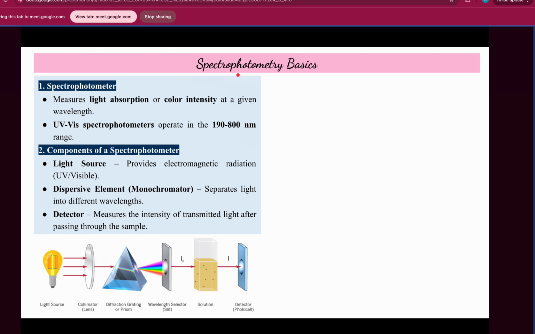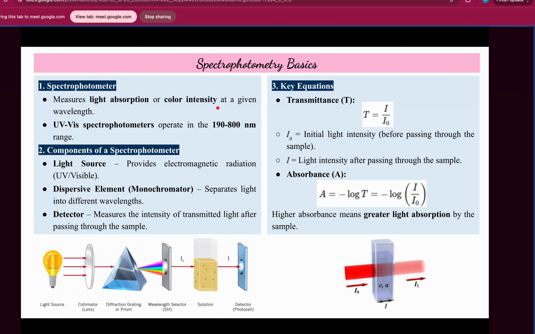Now, before reading about the UV spectroscopy, firstly we'll look into the basic concepts of spectrometry. So first thing is spectrometer, which is the device which tells you how much light is absorbed and what is the intensity of that particular light when it is emitted. UV visible spectrometers operate in 190 to 800 nanometer range. So this is the wavelength range for UV or visible spectrometers.